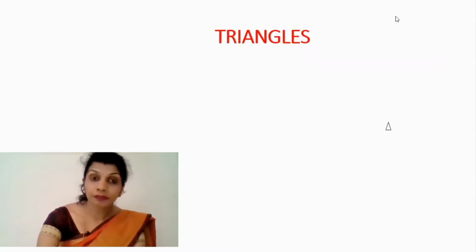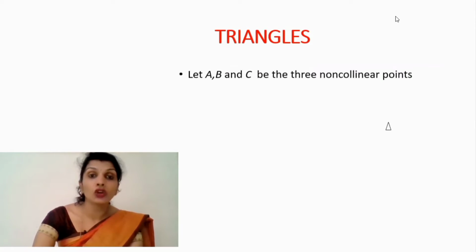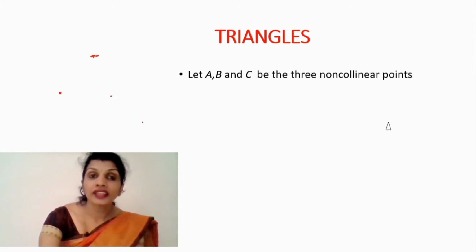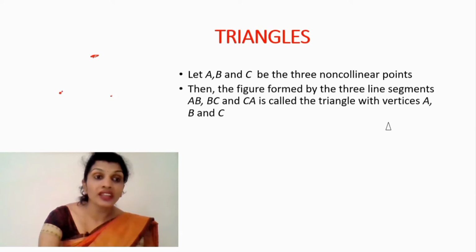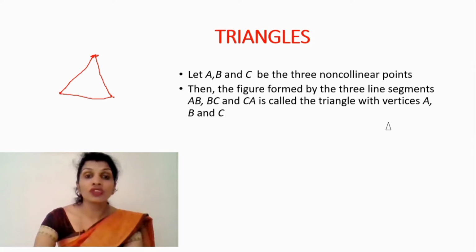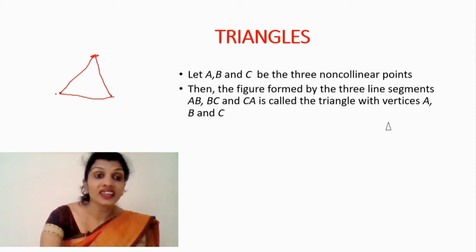Now, triangle. Let us take any three non-collinear points A, B, C on any figure. You know that non-collinear points are those points which are not in the same line. So see, I've taken here one point, here any second point, and here a third point. Then the figure formed by these three line segments is a closed figure.